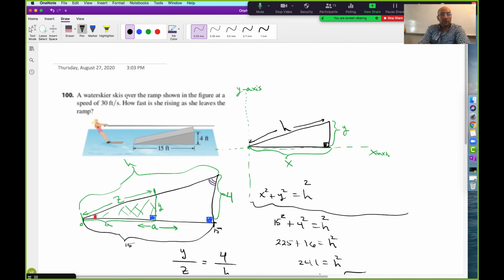The water skis over a ramp shown in the figure at a speed of 30 feet per second. As this skier is traveling across this ramp, they are traveling at a speed of 30 feet per second. Right when they hit the ramp down here, they're traveling at 30 feet per second. All the way across, they're traveling at 30 feet per second. Right when they leave here, they're leaving at 30 feet per second. What we're interested in is this height over here. How is the height changing given the rest of those conditions?